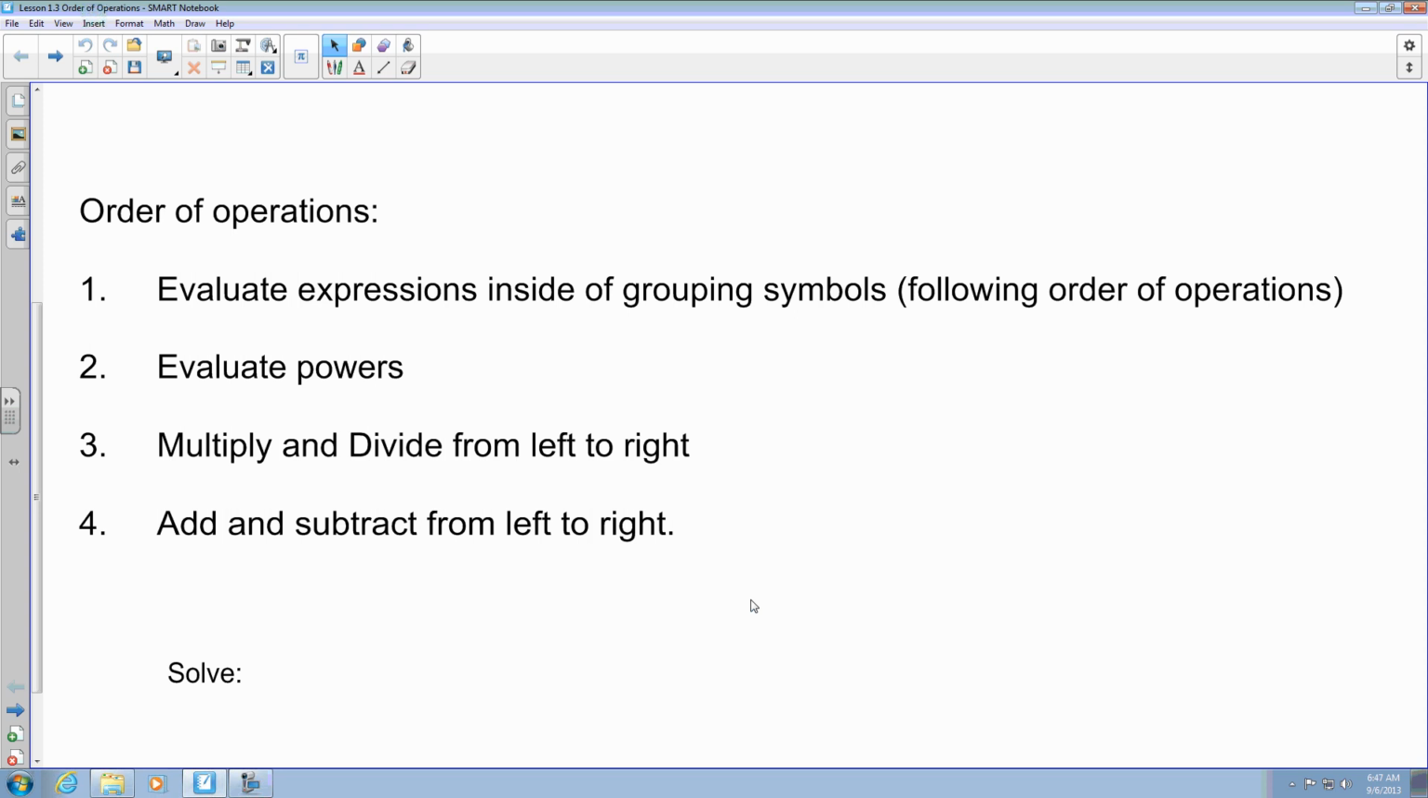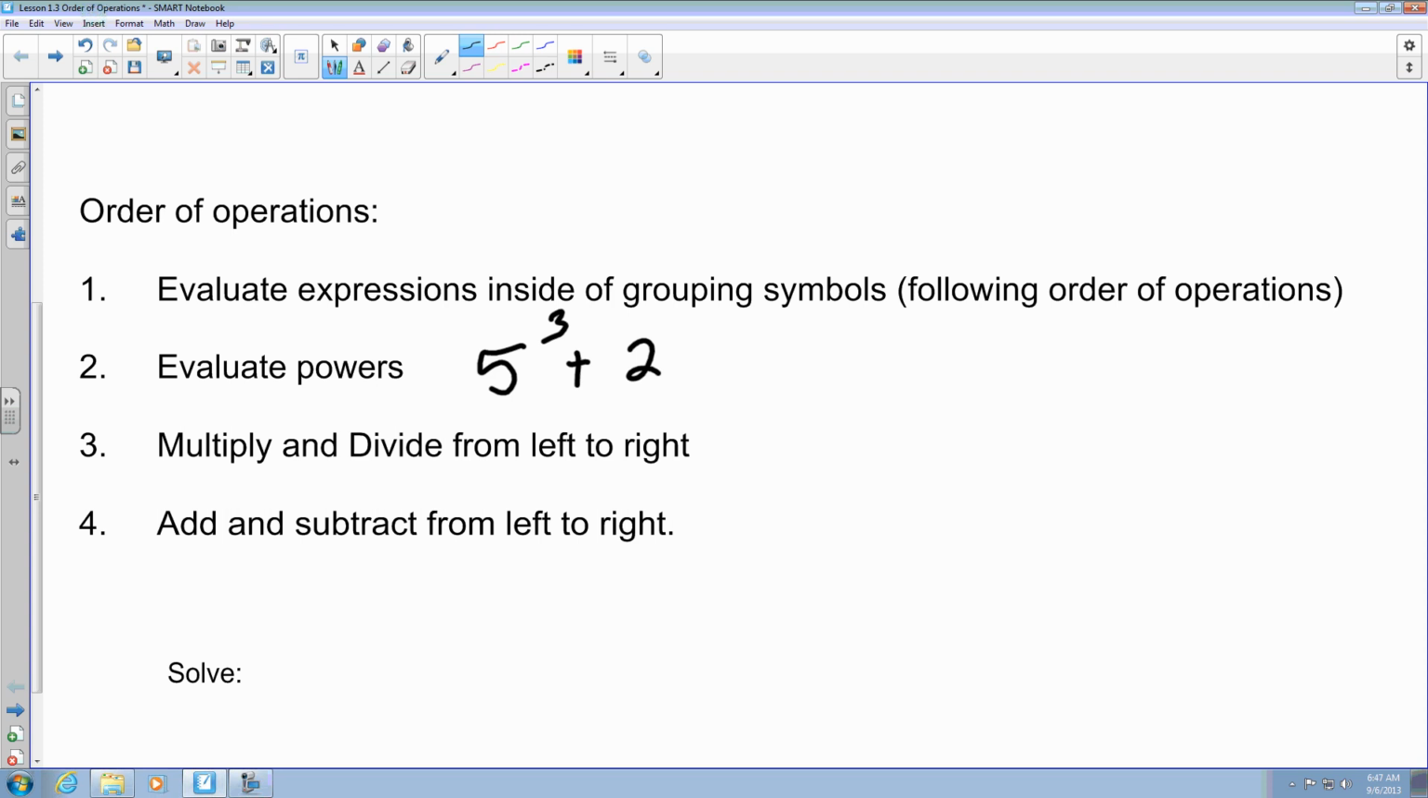The second thing we have to look at is we must evaluate the powers, or evaluate the exponents. Anything that has some number like 5, and if it has an exponent, like 5 to the third power, for example. You have an exponent of 3, and say you're going to add it to 2 or something like that. You would solve that exponent before you would solve the addition process.